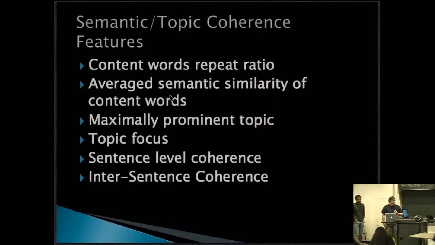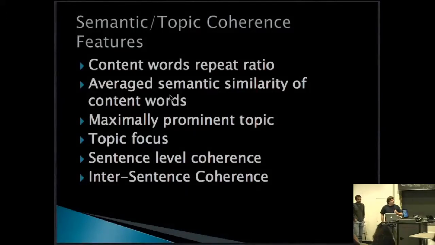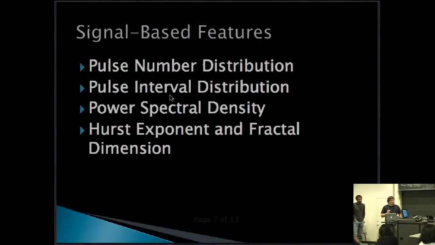We also trained an LDA model over 200 topics and looked at the maximally prominent topic. You'd expect that real articles would have a higher score for the most prominent topic. And then we also extended some of the prior features, like the semantic similarity of content words, onto a sentence level and inter-sentence level. Now Pallavi's going to talk about our signal-based features.